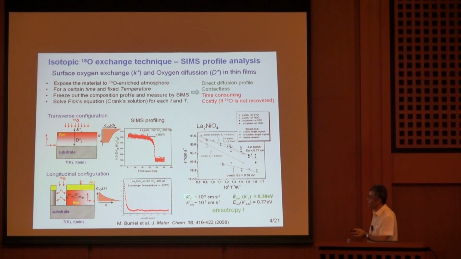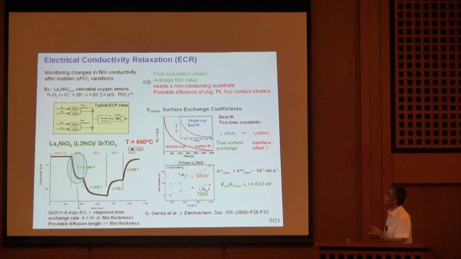It's the surface exchange rate along the C-axis of about 10 to the minus 9. And activation energies: it's a thermally activated process, so we can extract an activation energy, which is about 0.38 eV for this C-axis orientation. But also for the AB axis, as we said, we have 2 orders of magnitude difference, but we also have a difference in the activation energy, which means that the mechanism might be changing from one crystal orientation to the other. But then we can compare what happens with the other technique, the electrical conductivity relaxation.